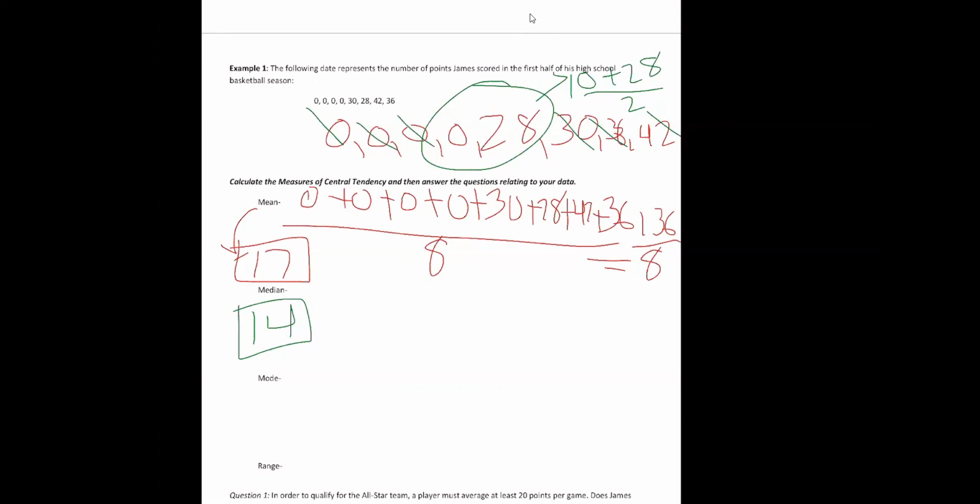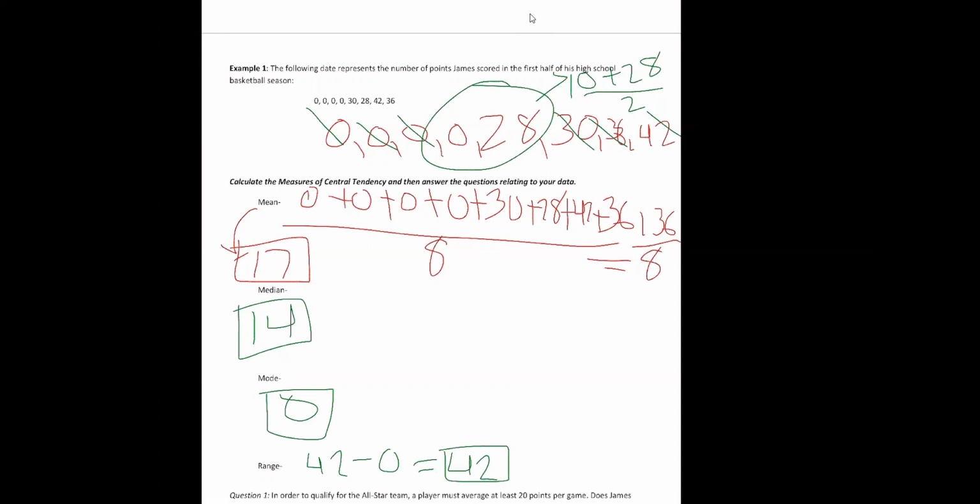Our mode is, remember, the number that repeats the most. So that would just be 0. Your range is your highest value, so in this example it would be 42, minus your smallest value, which would be 0. So your range would just be 42.